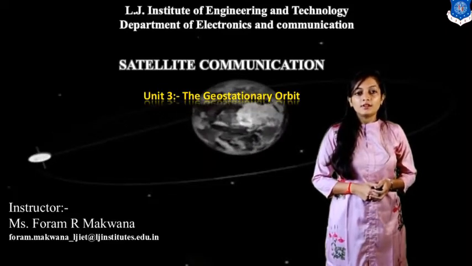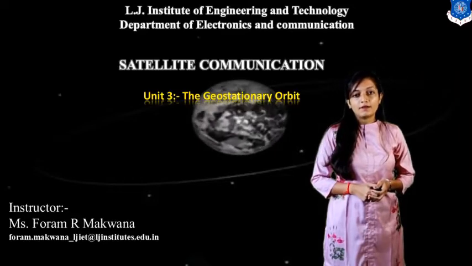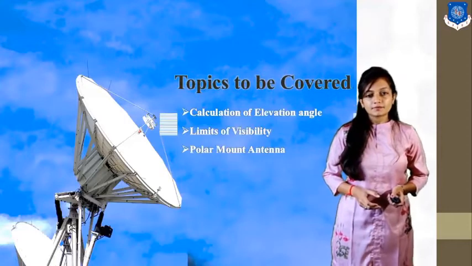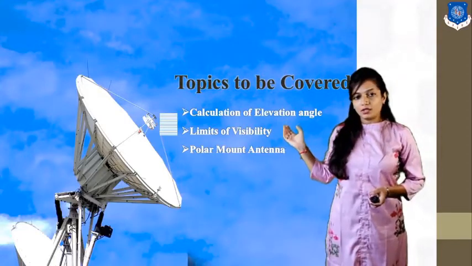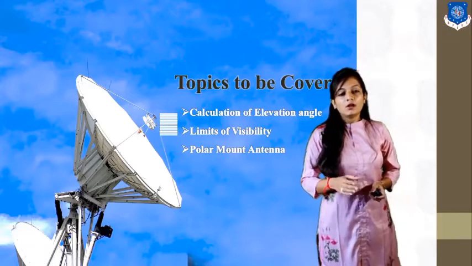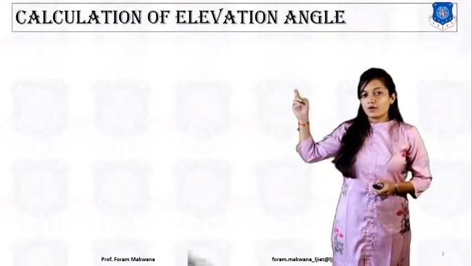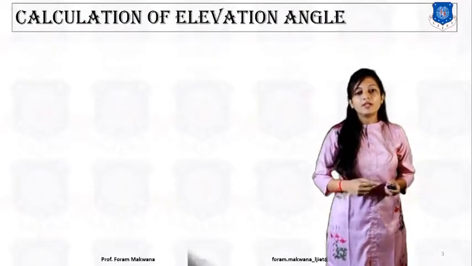In the last session, we started unit number 3, that is the geostationary orbit. In today's session, we are going to cover the calculation of elevation angle, limits of visibility, and the polar mount antenna. First of all, what is elevation angle? The elevation angle is the vertical angle measured between the satellite and the subsatellite point. First, we are going to calculate the elevation angle.